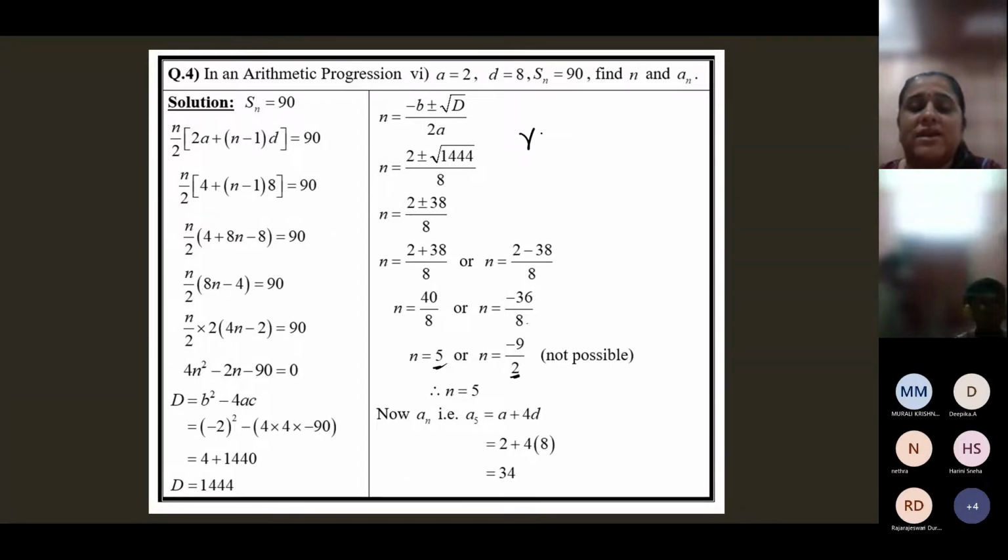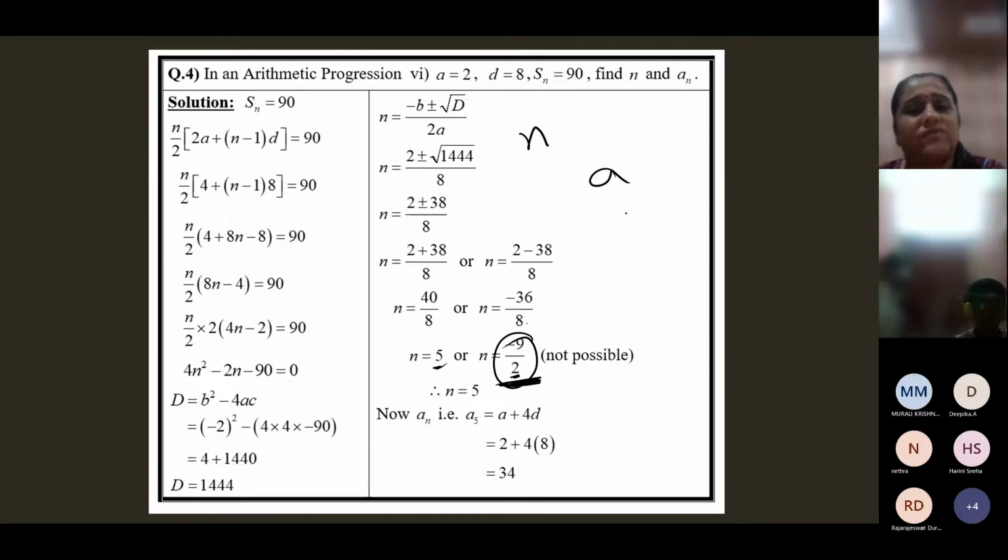Now n, what is n? The number of terms. The number of terms cannot be negative, and it cannot be a fraction. So minus 9 by 2 is not possible.